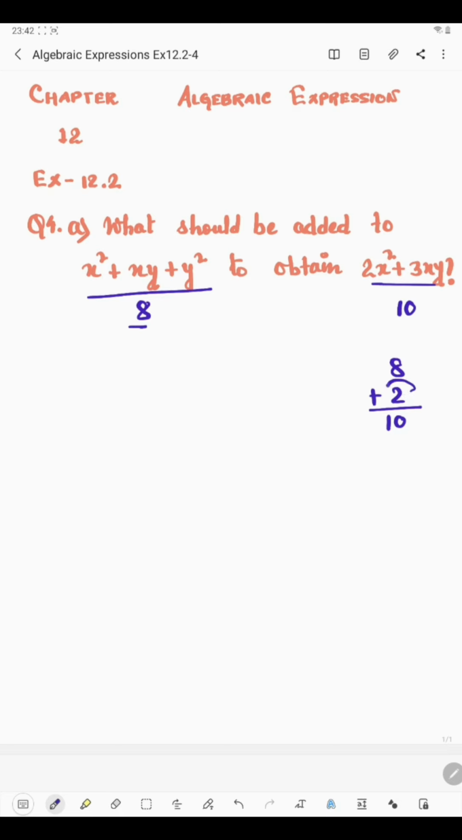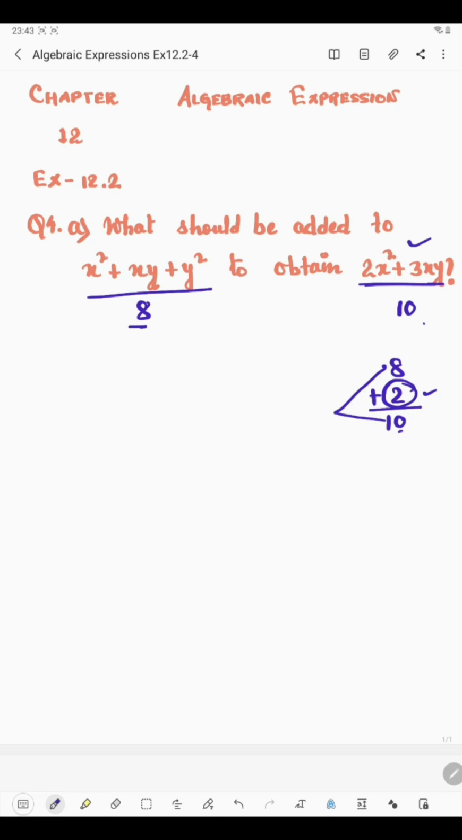So how have we got this 2? When you subtract this from this, then only we'll get 2. That means from 10 we'll subtract 8 to get the required number. So 10 is which one? This one. Since we will have to subtract, 8 should be subtracted from 10 to get the required number. So 10 should be written on top since we are doing subtraction.